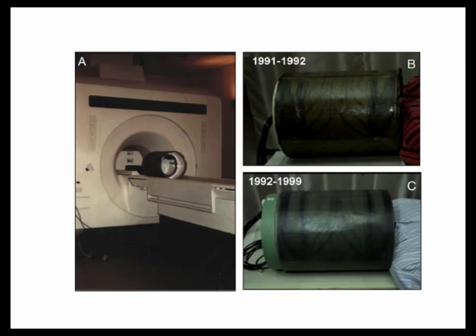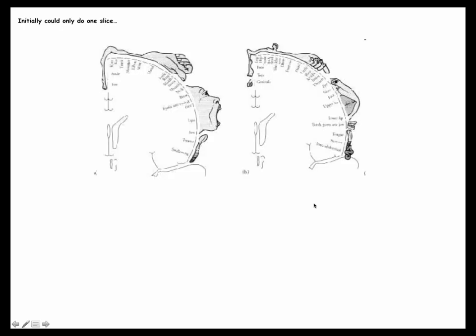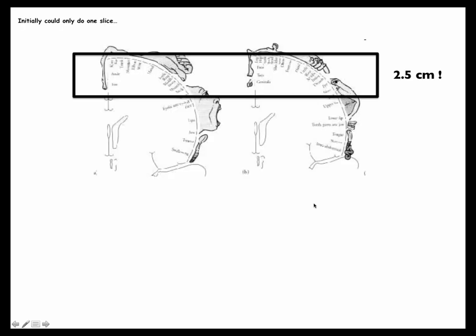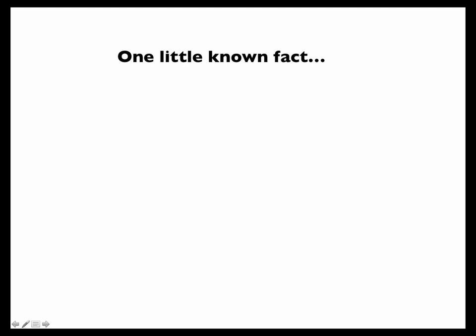And this is a couple versions of ours. We had this local gradient coil right here, and this 1991, 92 version, 92 to 99 version right here. And our first experiment was basically, we could only collect one slice, so we collected a big, massive slice through the motor cortex. And one little known fact, though, and this is always in retrospect, it's always interesting to think about these things.